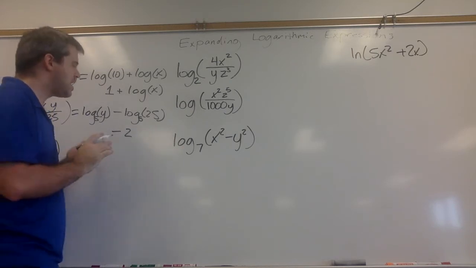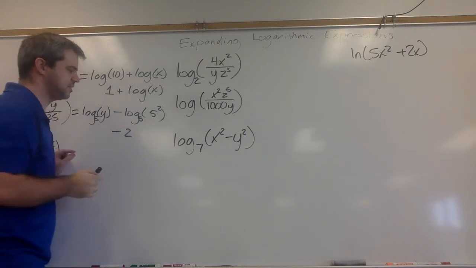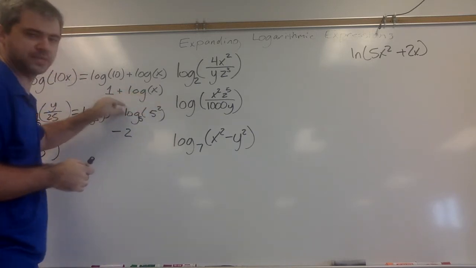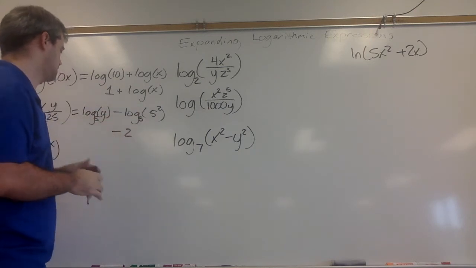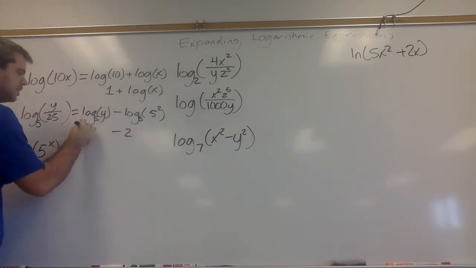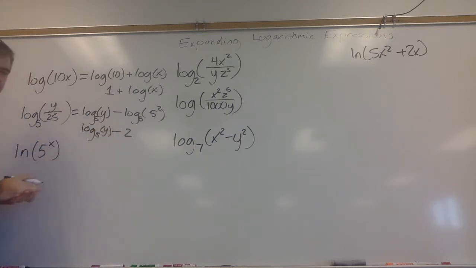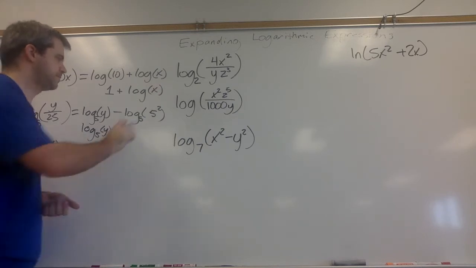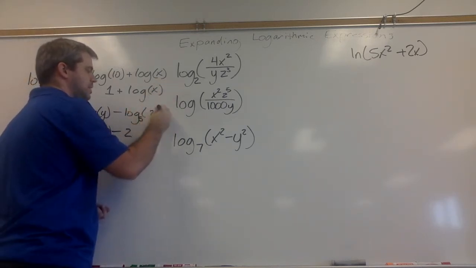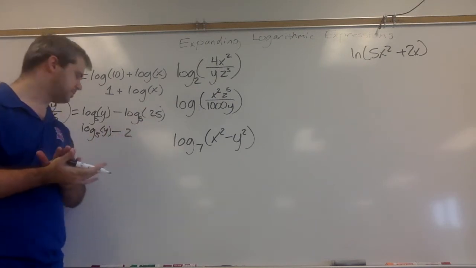2. If you weren't sure about that, we can always write this as 5 to the second. This 2 pops out. This is 1. So 2 times 1 is 2. So we get all right. So either way you want to tackle that, as long as you can evaluate that.